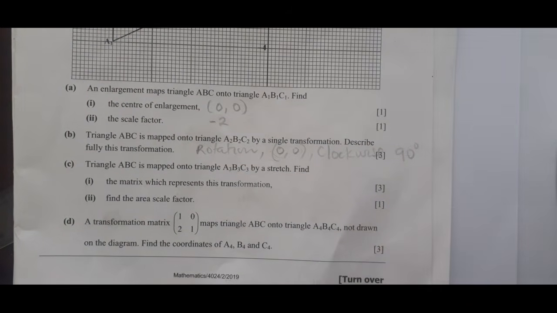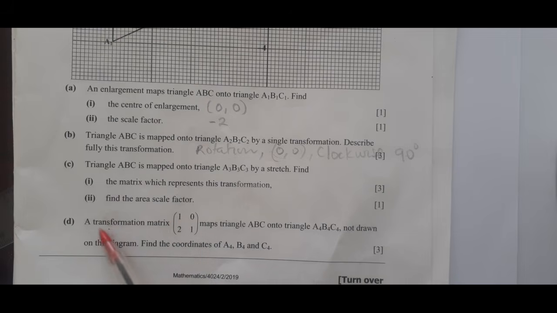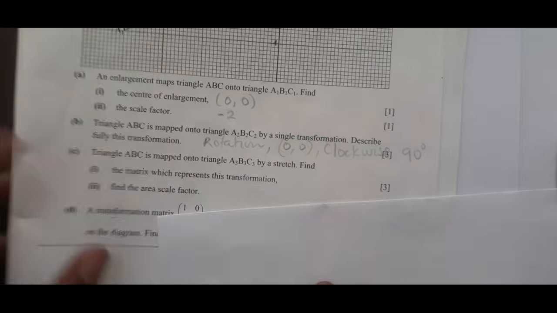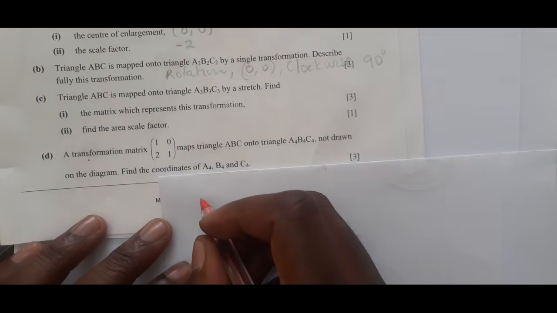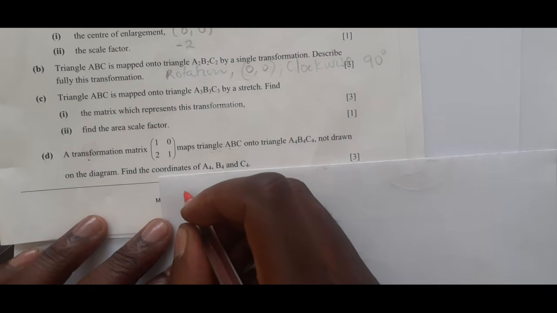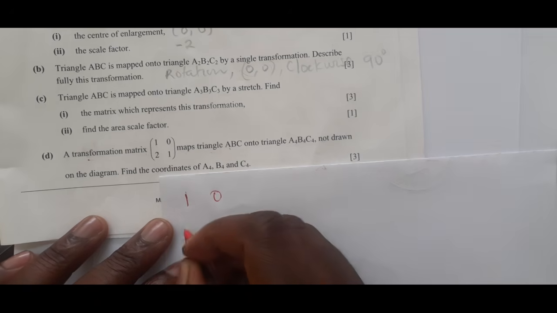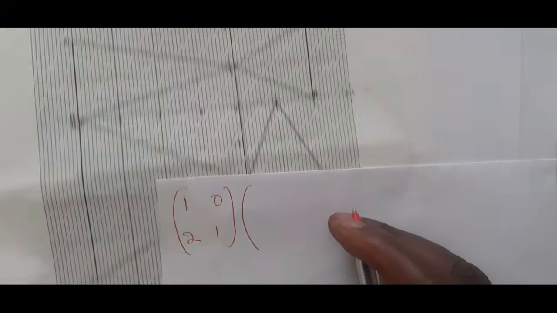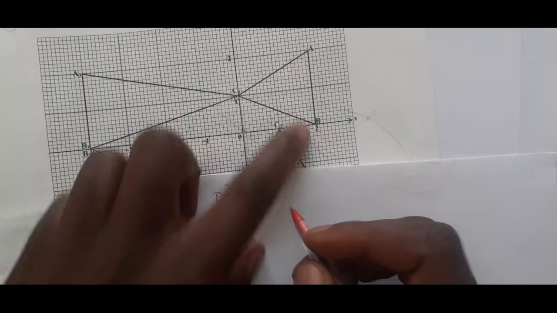Okay, so the last one, which is D: a transformation matrix, which is 1, 0, 2, 1, maps triangle ABC onto triangle A4, B4, C4, not drawn on the diagram. Find the coordinates. I mean, this is very simple. What you're supposed to do here is to get this matrix, which is 1, 0, 2, 1, and then get the coordinates of this matrix here. So we start with A. What is the coordinate of A?